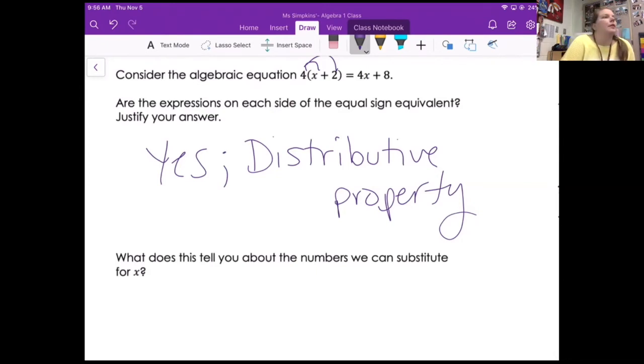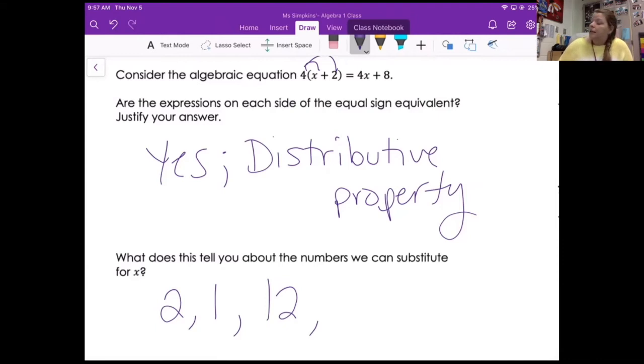Did anybody come up with a number? Ryan? 2. Did anybody come up with a different number? Yeah. 1. I'm going to say 1. Lucy? 12. 12. Did anybody come up with anything else? Does anybody have an idea of what numbers would go in here and make this true, besides 2, 1, and 12? Any number. Yeah, Holly, you're right.